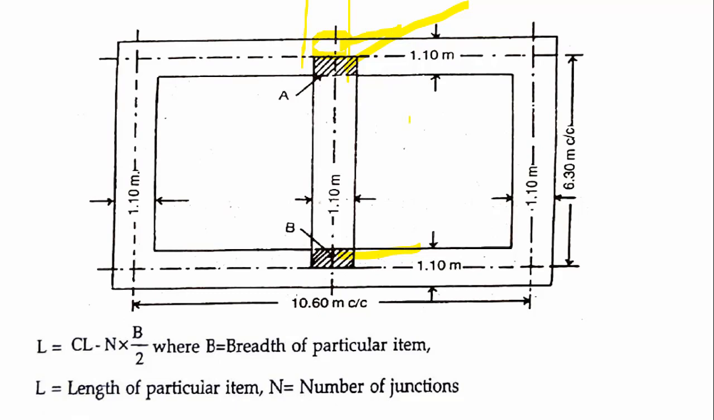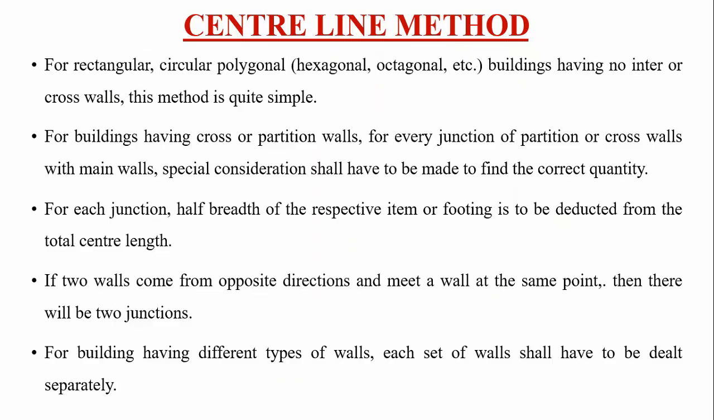So in this method proper care has to be taken to calculate how many junctions we have and how to do the deductions, right? In regular buildings, we are going to have different types of walls, like 230 mm, 100 mm, or 300 mm, 100 mm walls. We will try to see different types of junctions in the next slides.